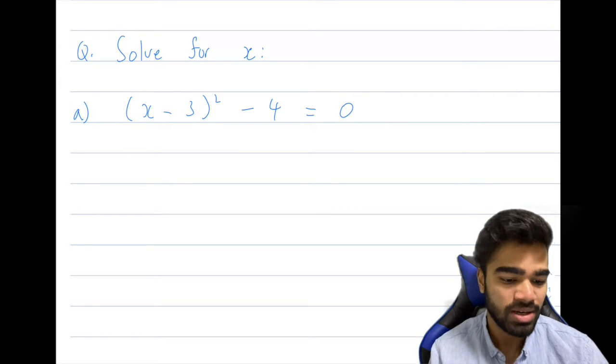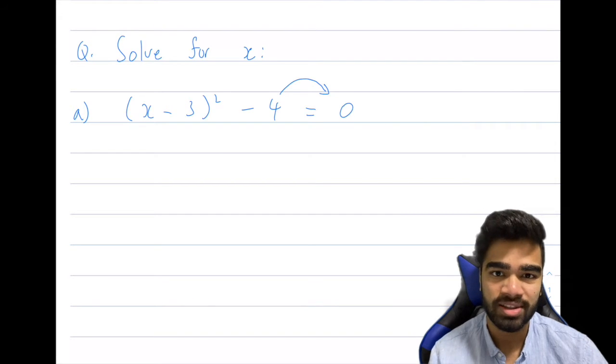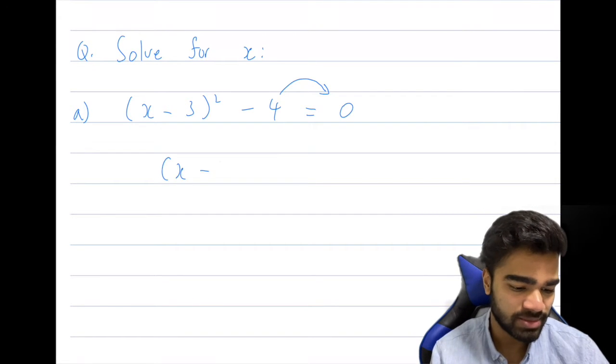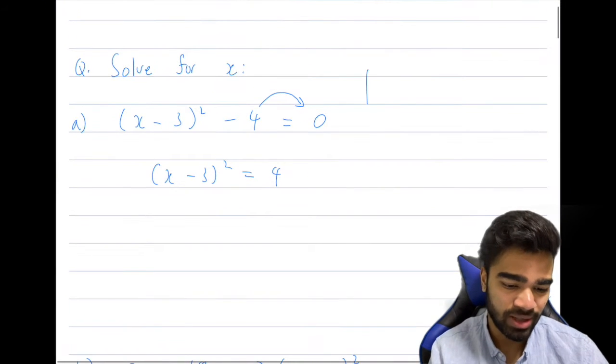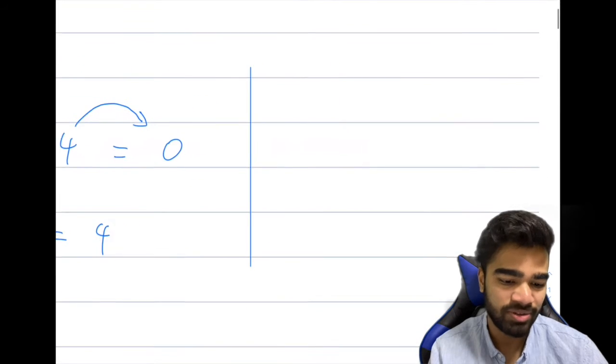Alright, let's do it. So first things, it might be obvious. What we can do is take 4 to the other side by adding. So we have x minus 3 squared is equal to 4. Now, this might seem kind of familiar to you. We did this sort of question when we were finding distance and midpoint of two coordinates, right? Back all the way back in chapter 1 or chapter 2, right? So what do you think you should do?